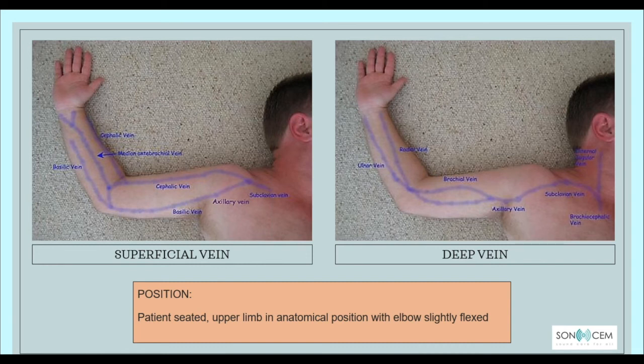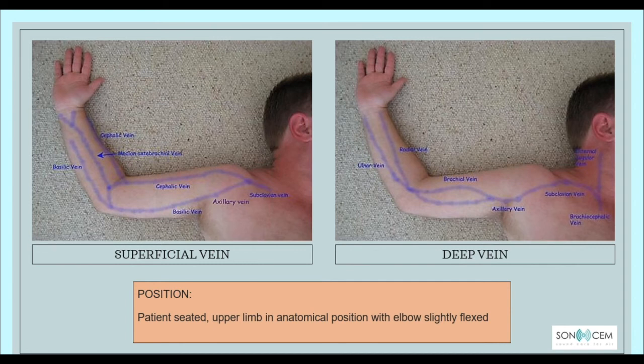The superficial vein starts from basilic and cephalic vein, drains into median antebrachial vein, and then into the cephalic and basilic vein, into the axillary vein, and finally into the subclavian vein. For deep vein, it starts from ulnar and radial vein, into brachial vein, axillary vein, then into subclavian vein, brachiocephalic vein, and finally into external jugular vein.